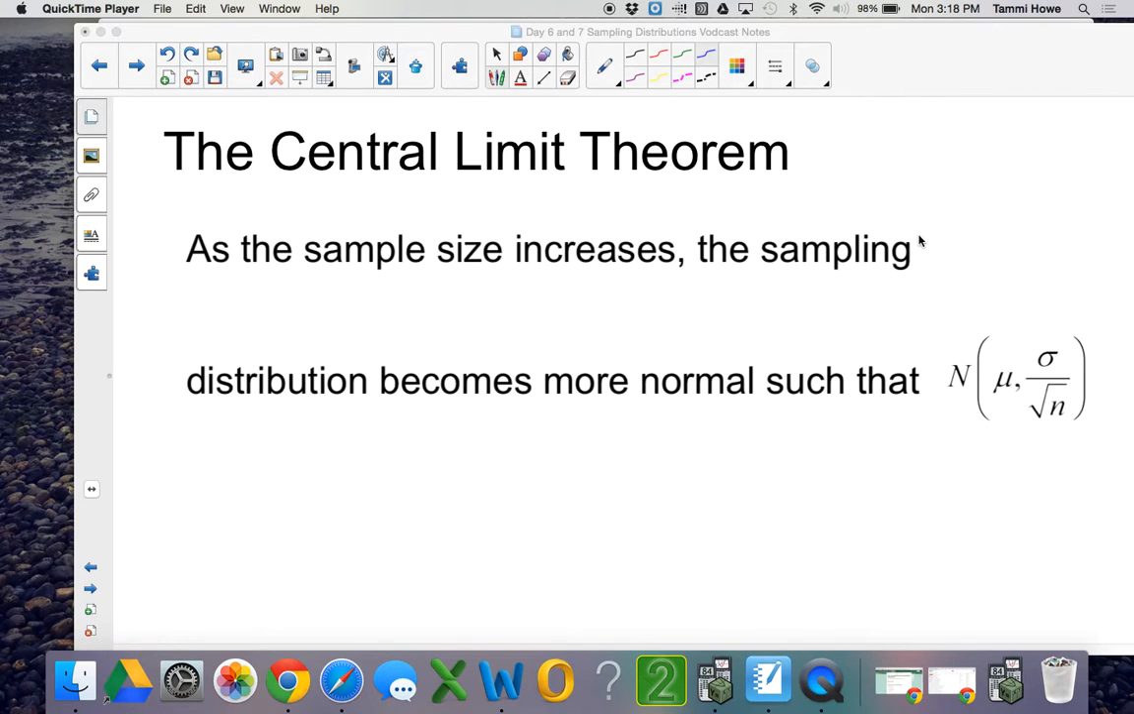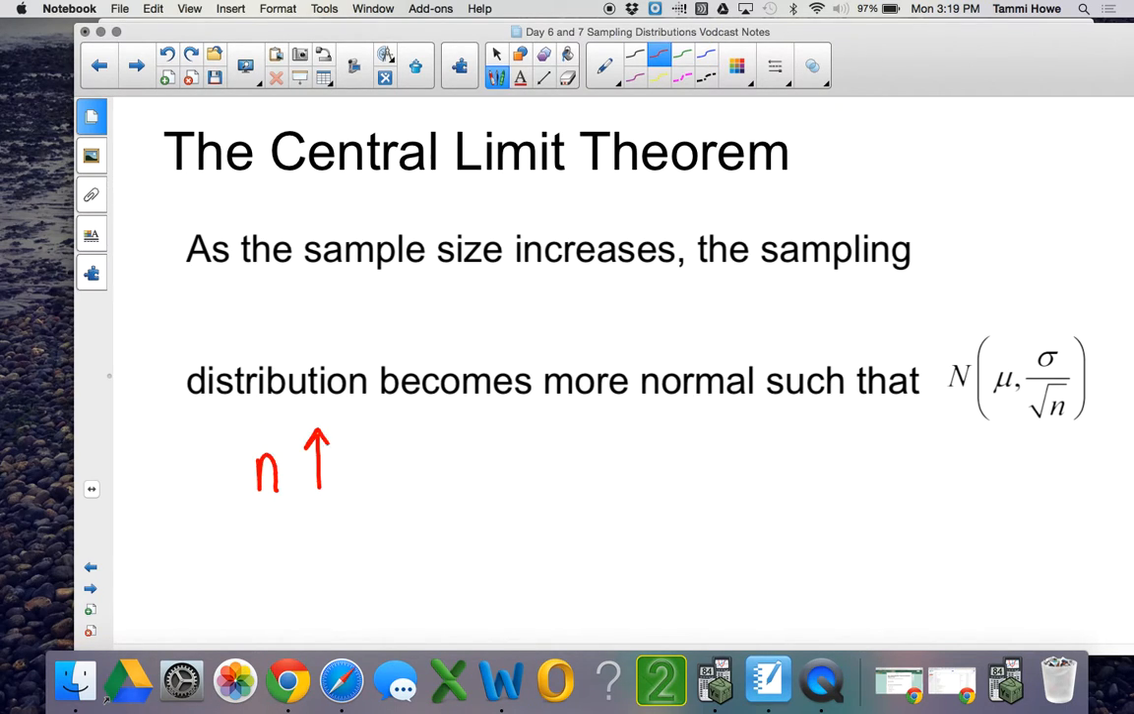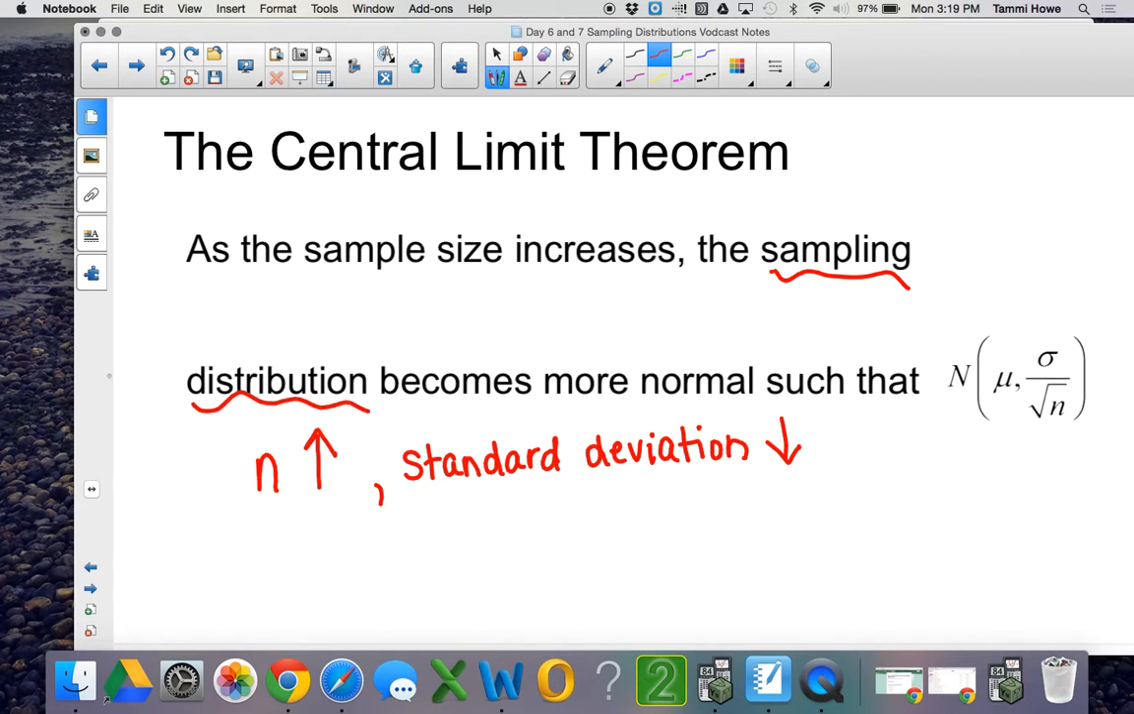We need to apply all our knowledge of sampling distributions and bias and variability to talk about the central limit theorem. The central limit theorem says that as the sample size increases, the standard deviation decreases. Just to be a little bit more specific, it says that the standard deviation in the sampling distribution decreases.